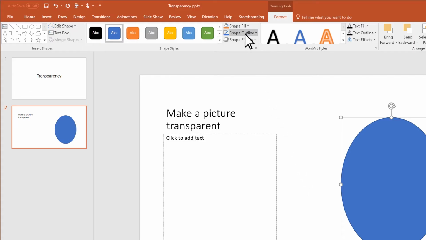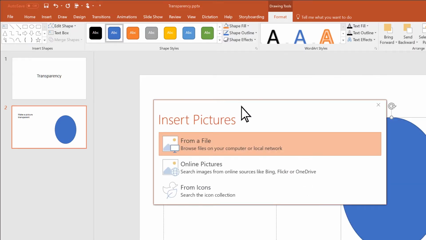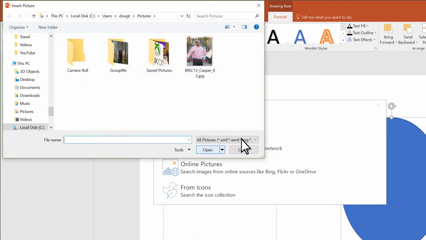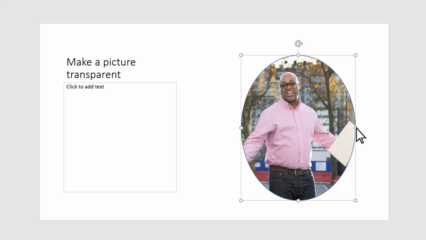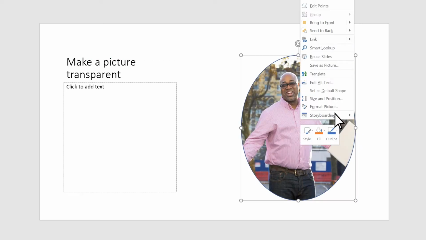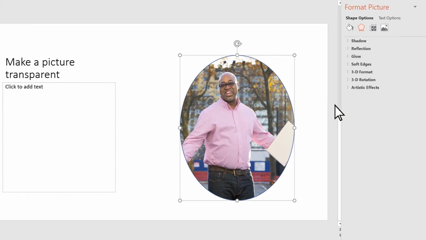Next, select Shape Fill, Picture. Insert pictures from a location of your choice. Choose your image. Insert. Adjust the shape if needed to make the image proportional. Right-click the image and select Format Picture.